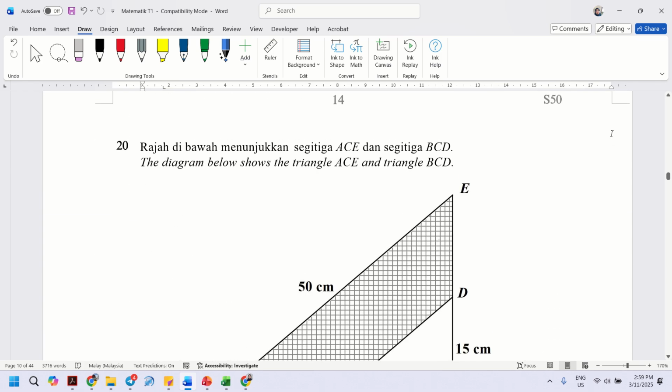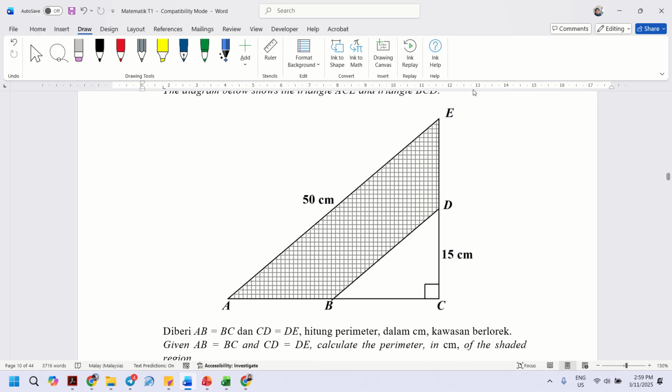And the last one. The diagram below shows the triangle ACE and the triangle BCD. Given AB is equal to BC, when you read AB equal to BC, you have to mark it like this. CD equals DE. If CD equals DE, you mark it twice, and this one you take only once, because BC is not equal to CD. CD is equal to DE. So if CD is 15, DE is also 15.